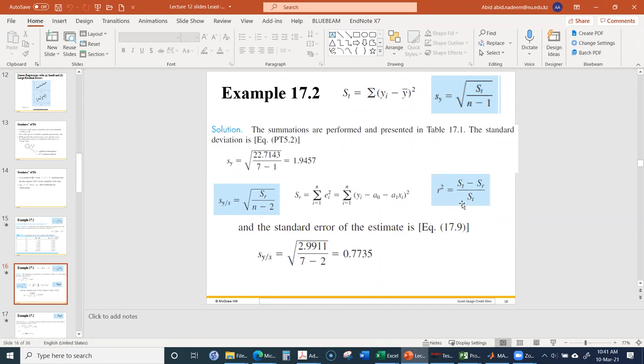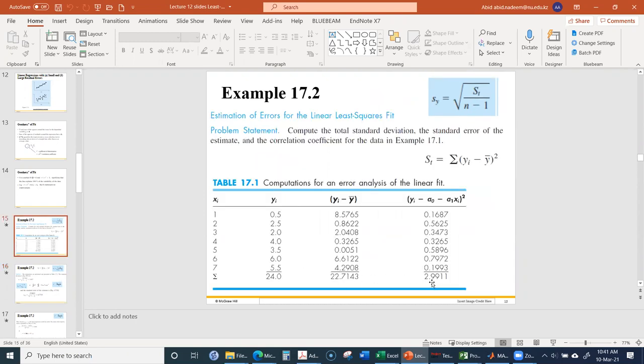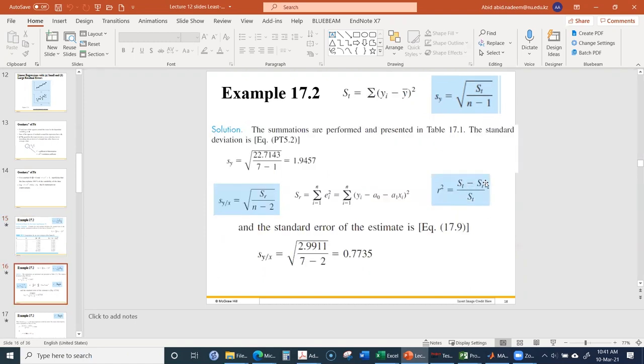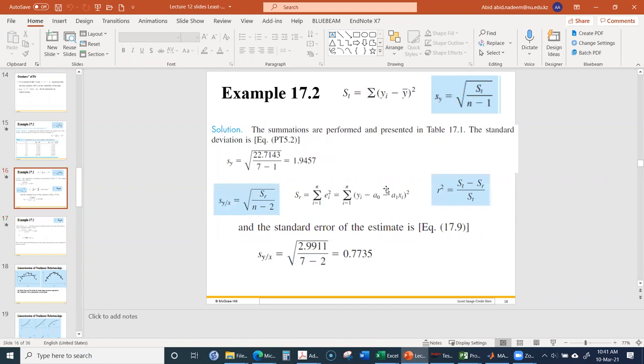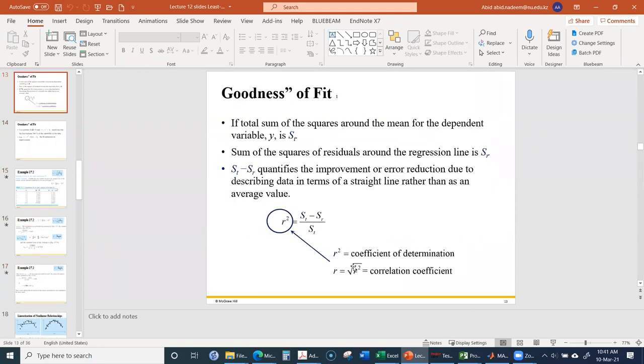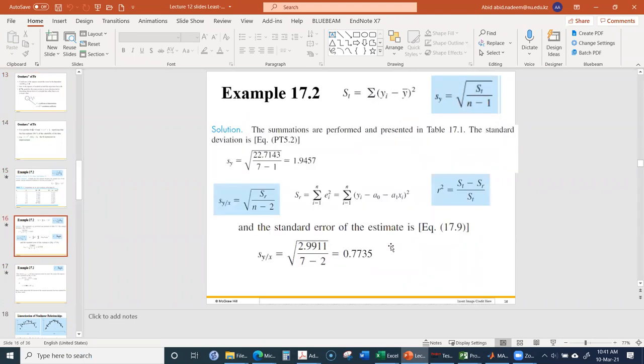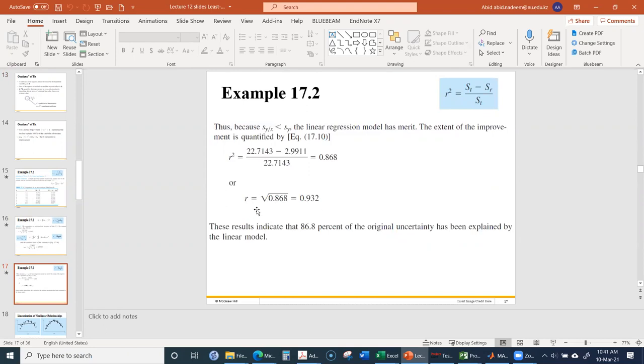And then the third thing which we can find is the coefficient of determination, okay? So for this, we don't need these SY and SY over X values. We can just calculate by the ST and SR values, which we have seen from these tables. So ST was 22.17 and SR would be 2.91. So the coefficient of determination is 0.868, and if you take the square root of the coefficient of determination, we call it the correlation coefficient. So take the square root of this, then it will be 0.932. So the R value, which we calculate, is now 0.932, okay? The coefficient of correlation.